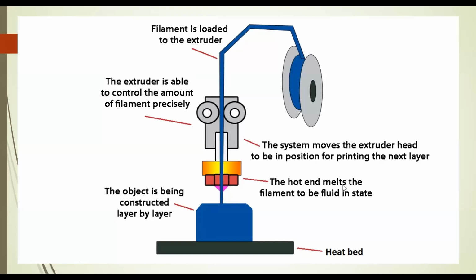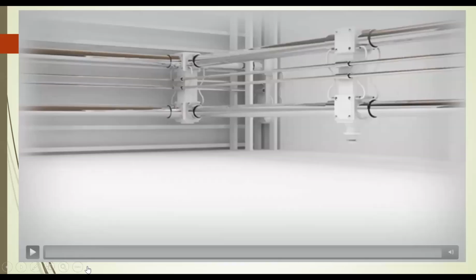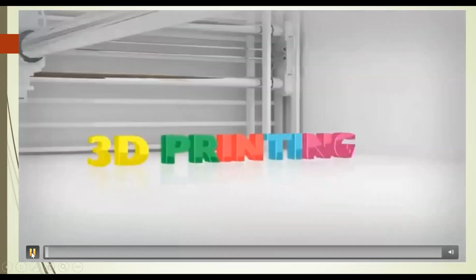Now you can see the hot end melts the filament. This is the hot end nozzle, a copper nozzle, which melts your filament. And this is the last part, the heat bed, where the filament gets fused and printed. The system moves the extruder head to be positioned for printing the next layer. So this is the internal function of how a 3D printer works. Now the next one is a video of how a 3D printer prints an object.